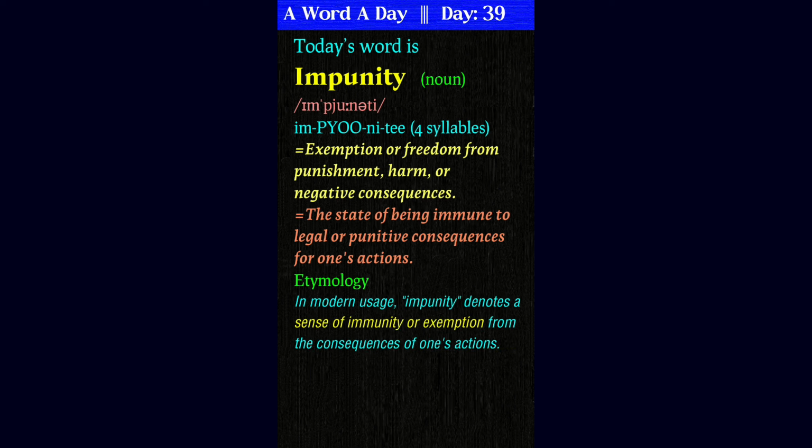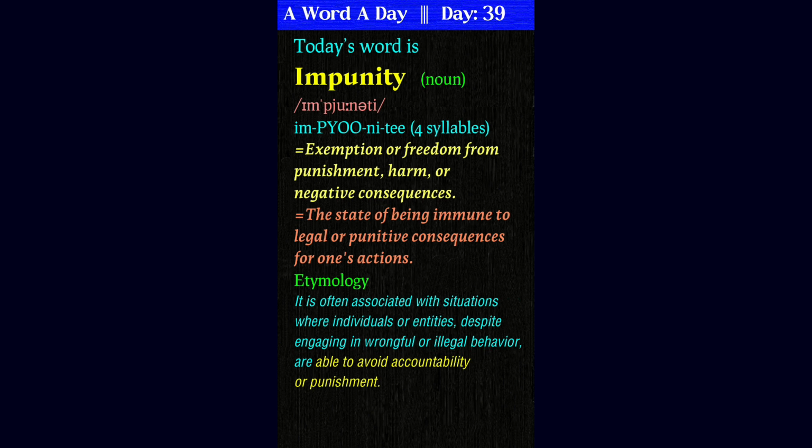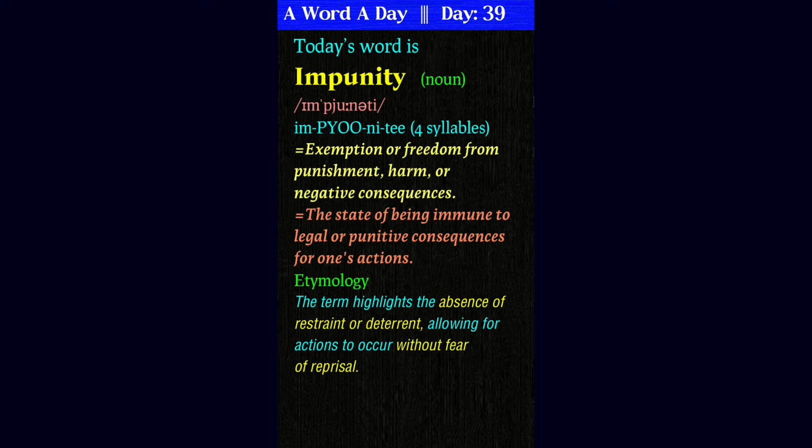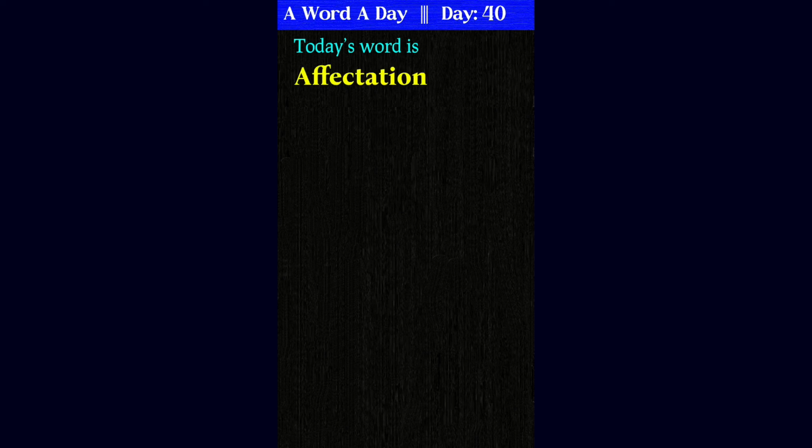In modern usage, impunity denotes a sense of immunity or exemption from the consequences of one's actions. It is often associated with situations where individuals or entities, despite engaging in wrongful or illegal behavior, are able to avoid accountability or punishment. The term highlights the absence of restraint or deterrent, allowing for actions to occur without fear of reprisal. Day 40. Today's word is affectation.